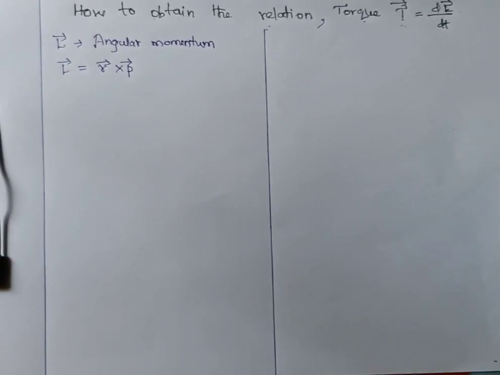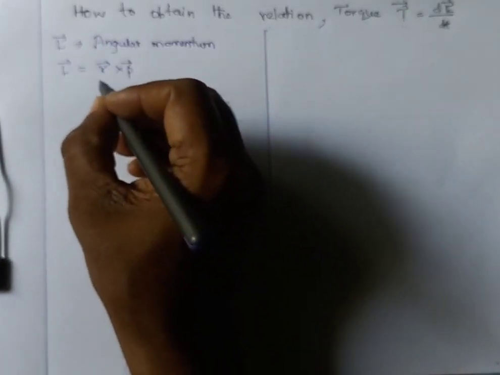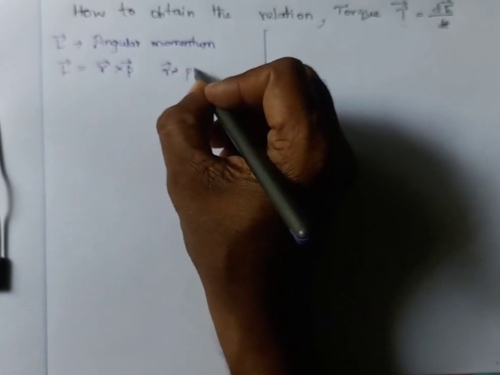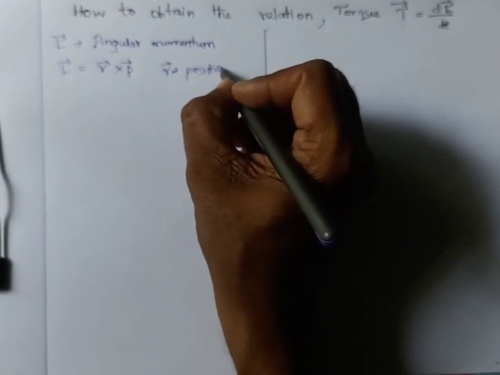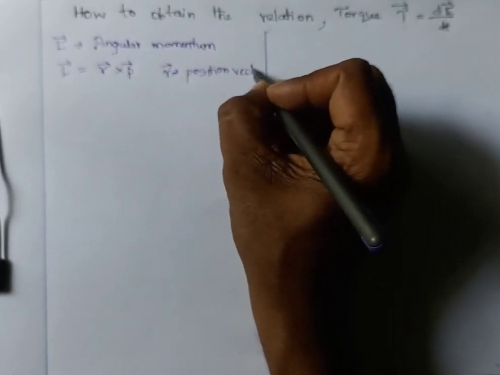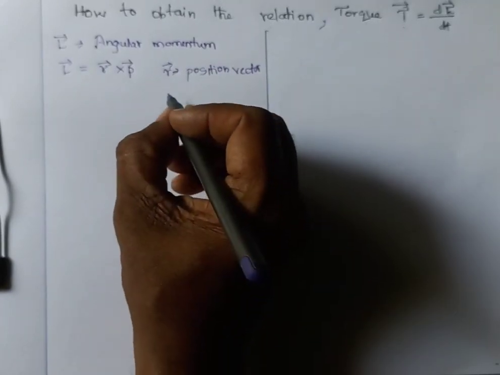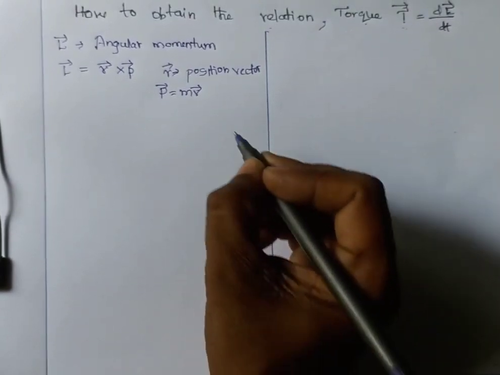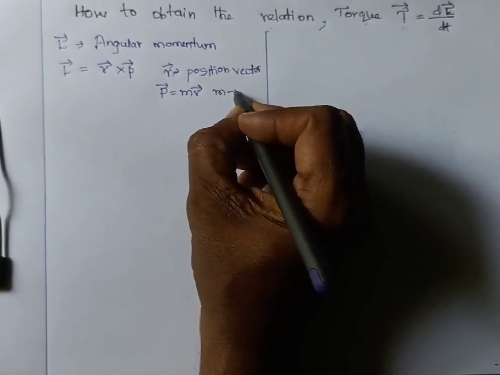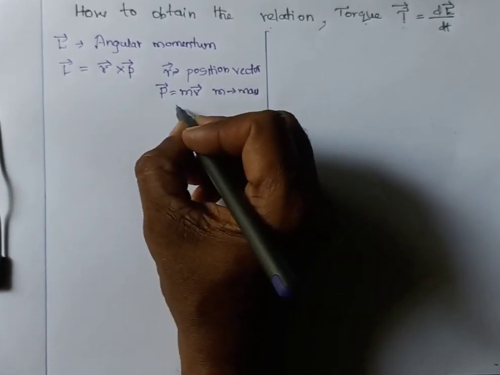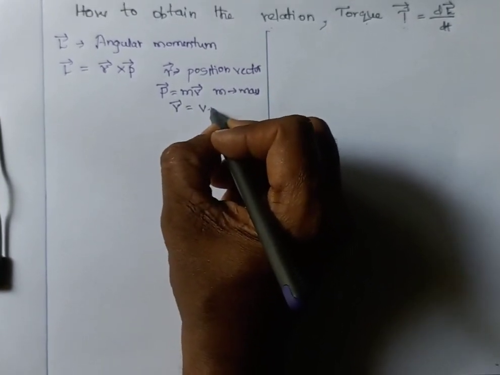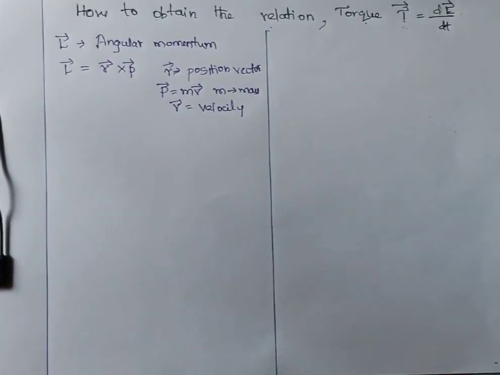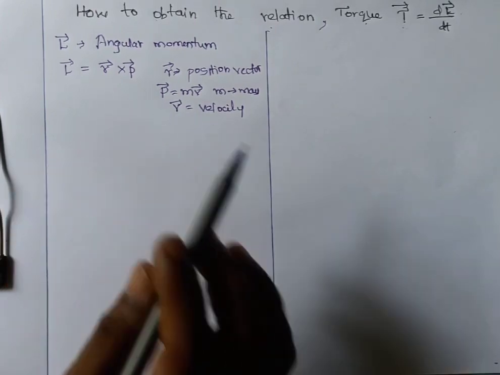Here what is vector R? Vector R is the position vector. You know that. What is vector P? Vector P is nothing but m into vector V, where m is mass and vector V is velocity. Now let us try to obtain the relation.